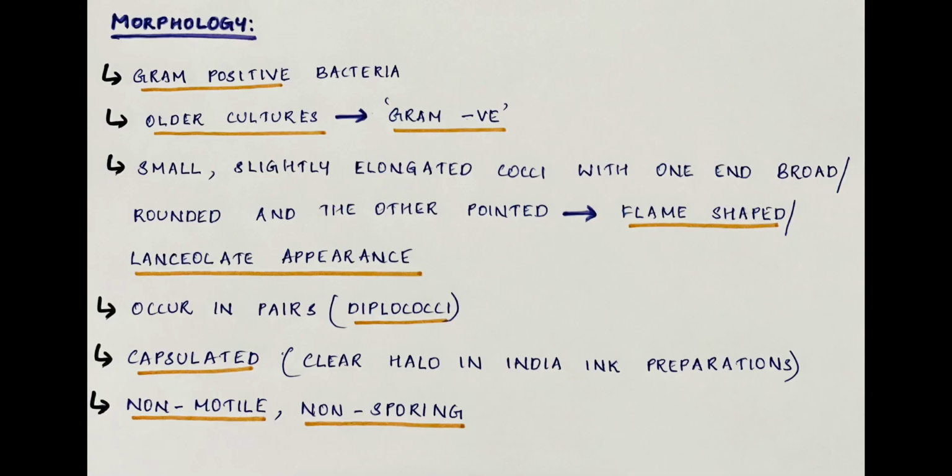Okay? Morphology. As we said before, they are gram-positive bacteria. They may lose gram-positive character in older cultures and appear gram-negative. They are typically small, slightly elongated cocci with one end broad or rounded and the other pointed, presenting a flame-shaped or lanceolate appearance. They occur in pairs, that is why they are called diplococci. They are capsulated, the capsule enclosing each pair. The capsule may be demonstrated as a clear halo in India ink preparations. They are non-motile and non-sporing.